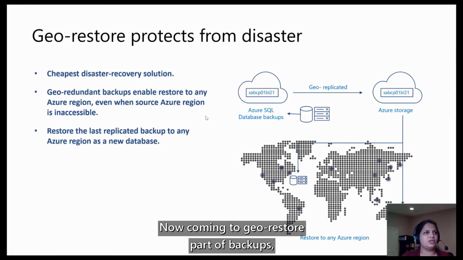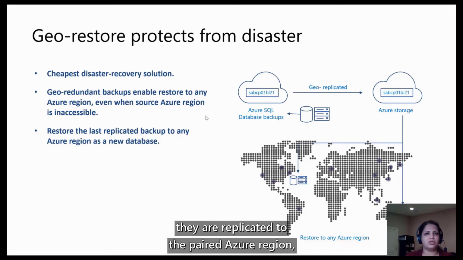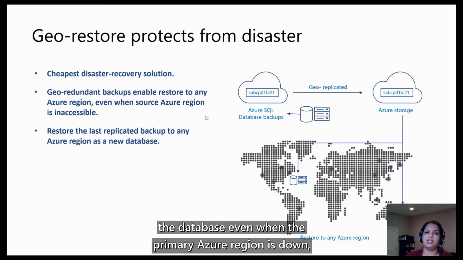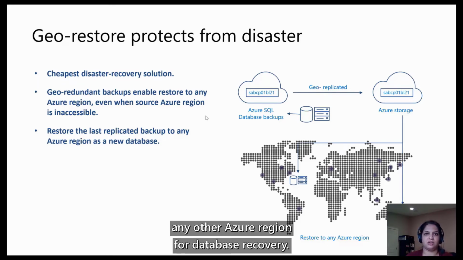Now coming to the geo restore part of backups, since Azure SQL DB and MI backups are geo redundant, that is, they are replicated to the paired Azure region, you get geo restore by default for your databases. Geo restore is the cheapest disaster recovery solution available to you for a SQL database, and you can use geo restore for a database even when the primary Azure region is down, and you can restore the database in any other Azure region for database recovery.